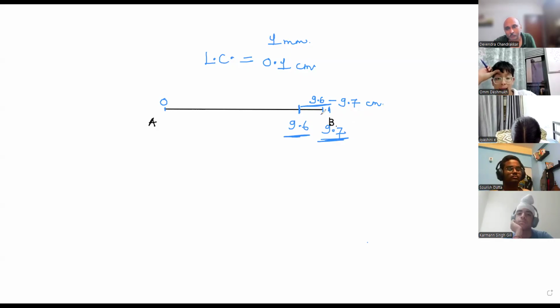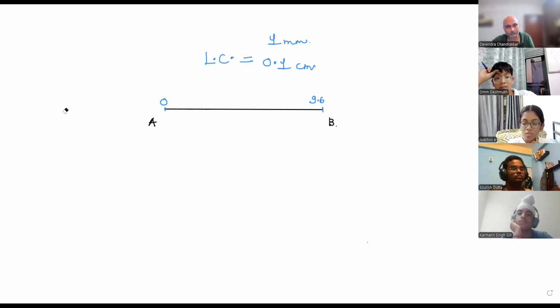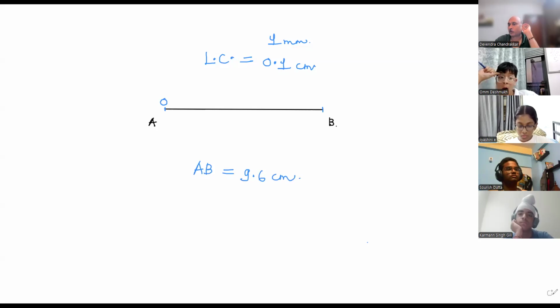This end B is towards 9.7. So if you want to approximate it, you may attempt to write 9.7, but don't write it. It's wrong. Which reading will we choose? The reading which is lower. The length of this line AB is equal to 9.6 centimeters is what I will write. I hope all of you understood this.